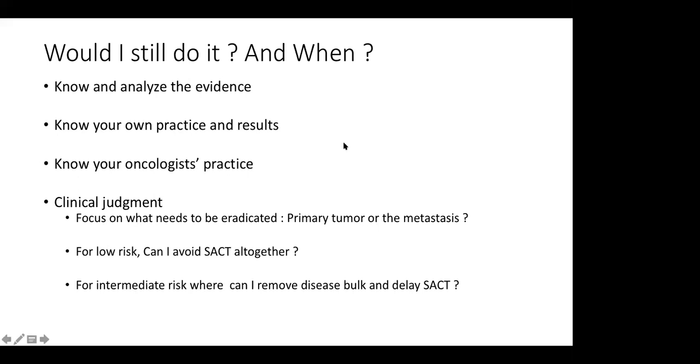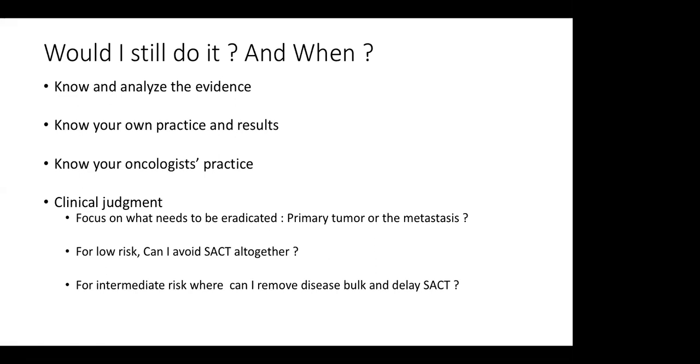So knowing and analyzing the evidence is very important. Knowing your own practice and results is very important. Know your oncologist's practice. You, as a urologist, it's very important to know how your oncologist is practicing, what their approach is. And fortunately, I work with an oncologist who is very pro cytoreductive as well. I'm also aware that these systemic treatments can have really nasty side effects, more than the cytoreductive. If you have done a laparoscopic nephrectomy, a lot of the time the patient goes home the next day or 2 or 3 days later, and that's not just my outcome, that's most of us.